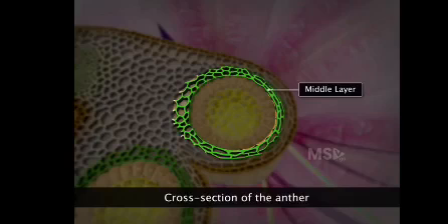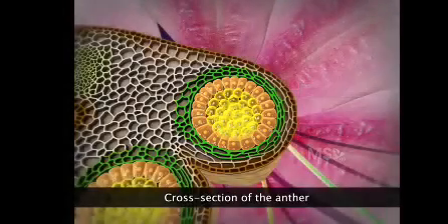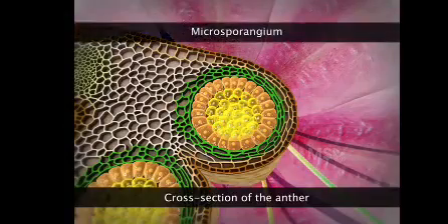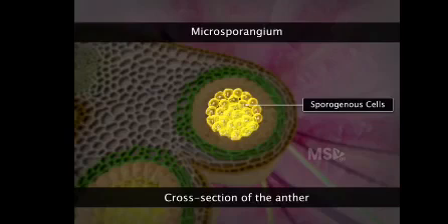Beneath the middle layer of cells lies the tapetum, which provides nourishment to the developing pollen grains. When the anther is young, the microsporangium encloses cells of the sporogenous tissue. Each cell in the sporogenous tissue has the potential to develop into a pollen grain.